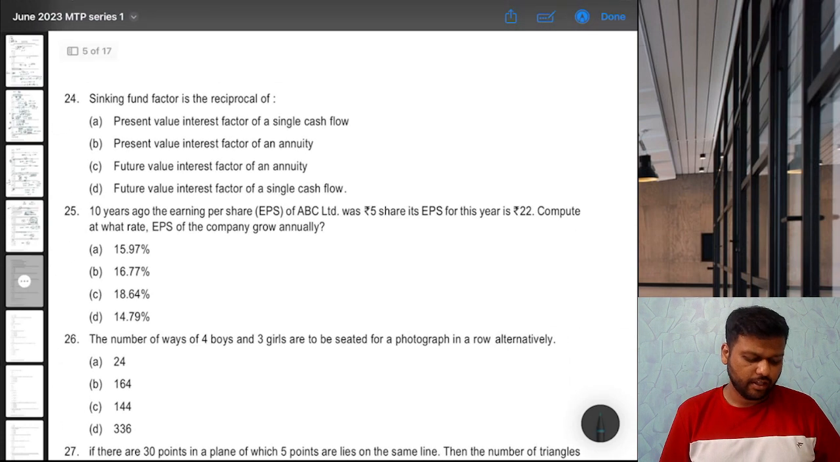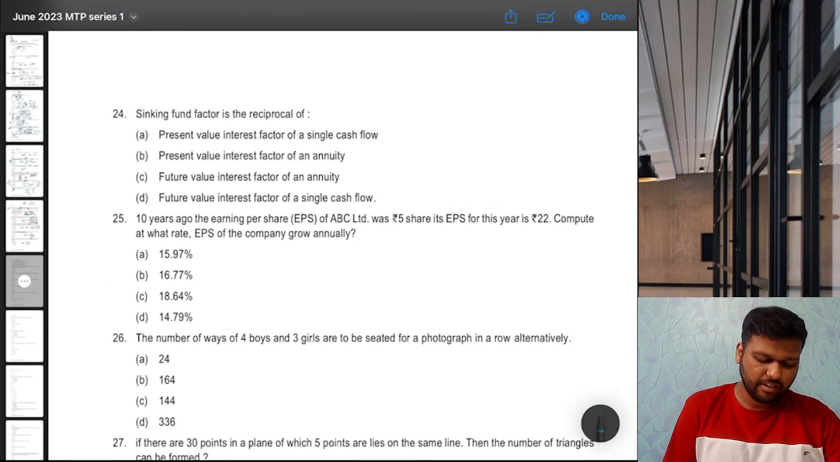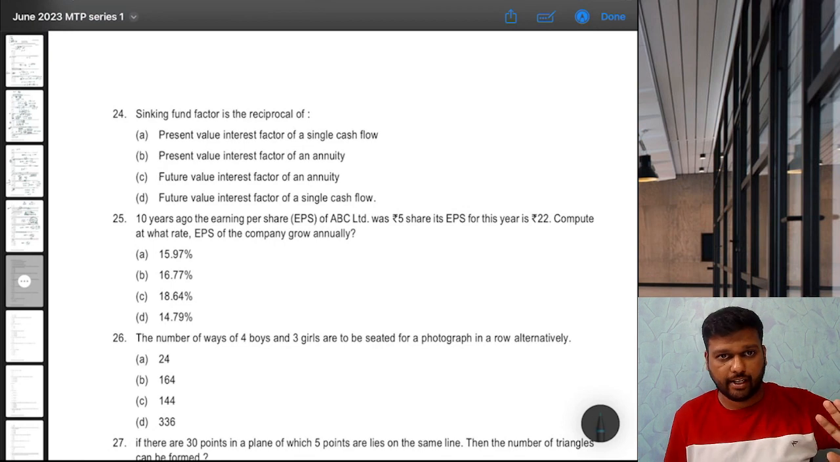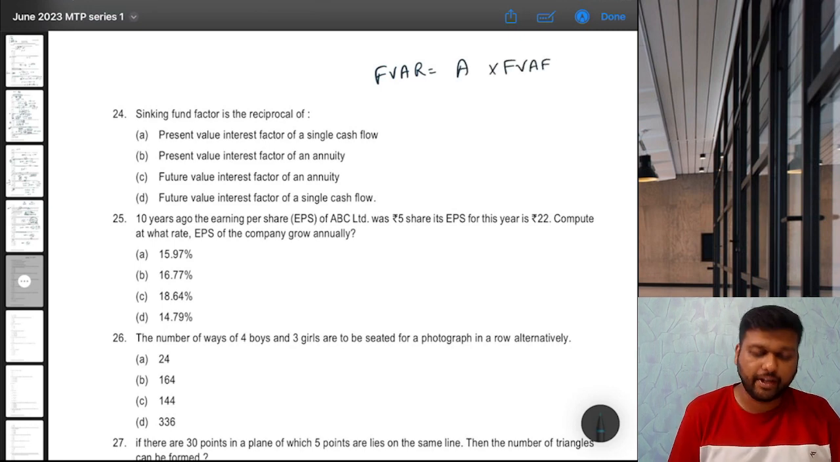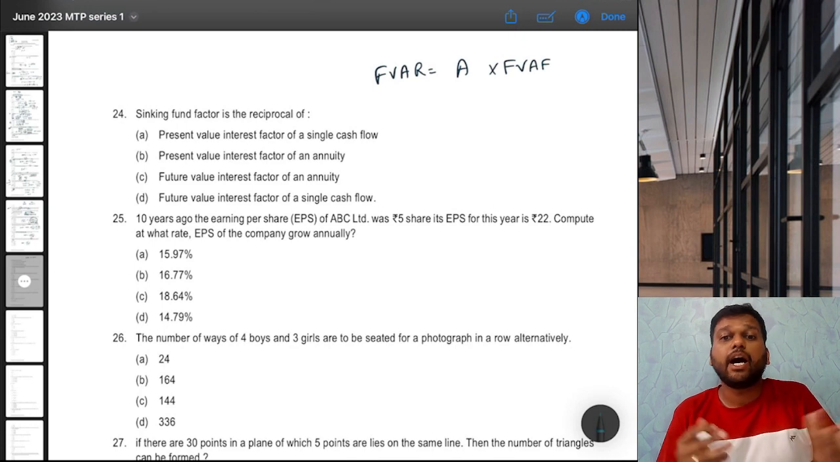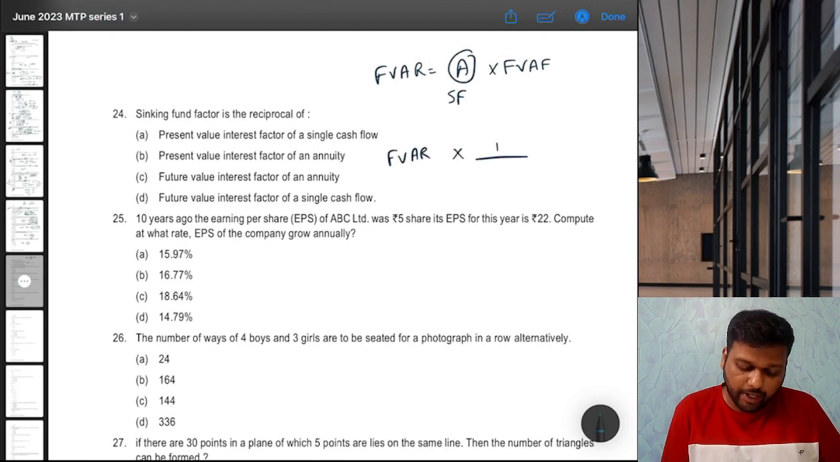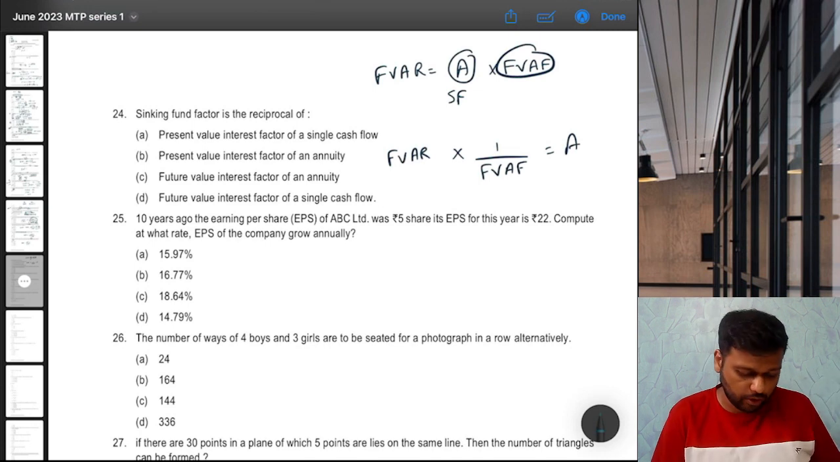Okay, next 24. Sinking fund factor is the reciprocal of. Okay, this is not a time pass question. Understand what is sinking fund? Sinking fund is how much you should invest every year to get something at the end, right? That means future value. Future value of annuity is what? Annuity amount into future value factor. Now, sinking fund is how much you should invest every year. That means this is sinking fund. So how do we get sinking fund? We get FVAR, that is future value of annuity regular, multiplied by 1 divided by this, right? If we take this to left hand side, we get this. So it is nothing but reciprocal of a future value factor. So option C is the correct answer.